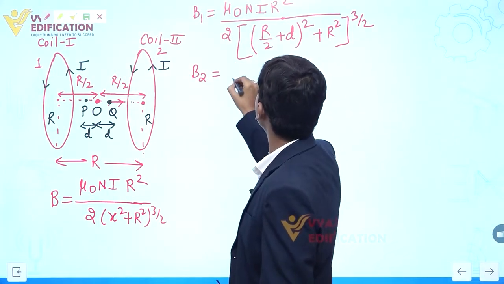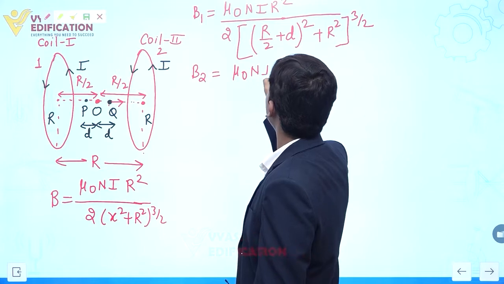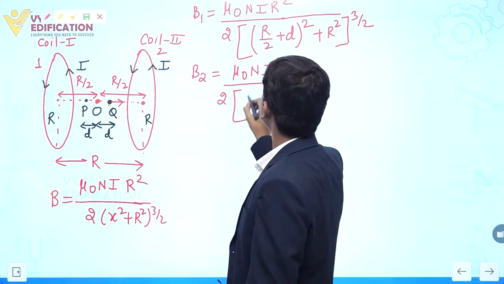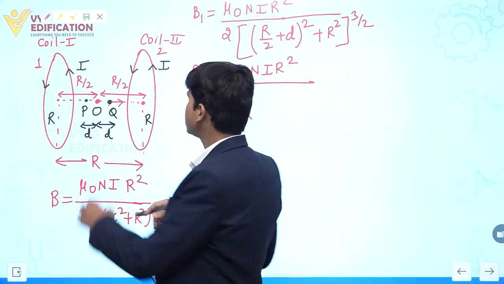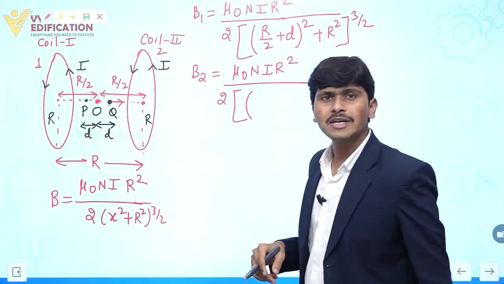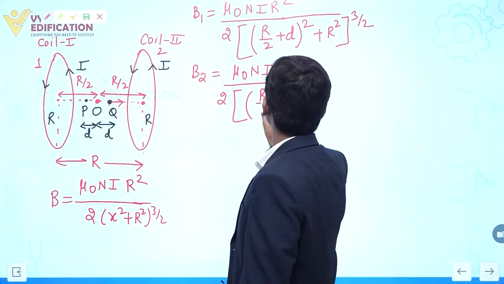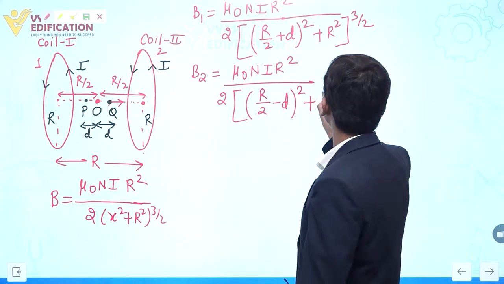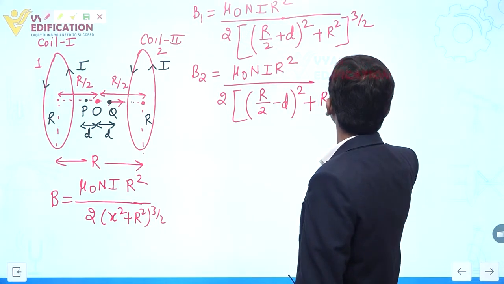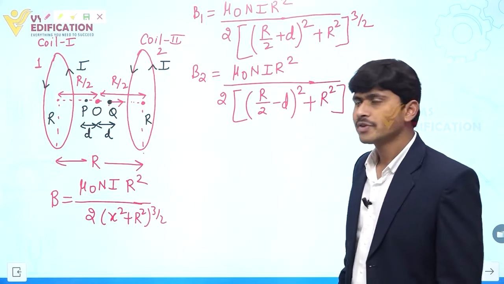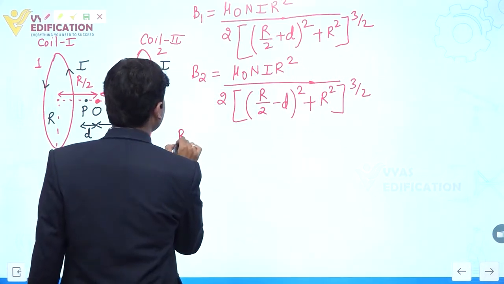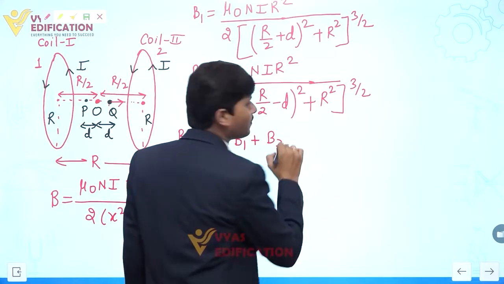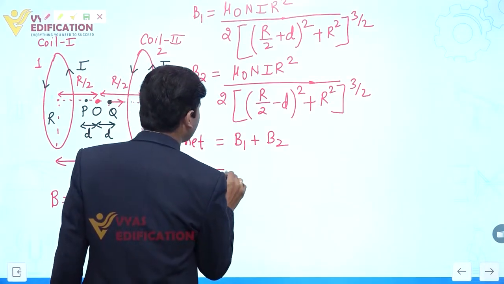Now if I calculate the value of B2, the magnetic field due to coil number 2, how can I write it? It is mu naught N i r square divided by 2, and now the value of x will be r by 2 minus d. So (r by 2 minus d) whole square plus r square, power 3 by 2. Now the net magnetic field is given by B1 plus B2.